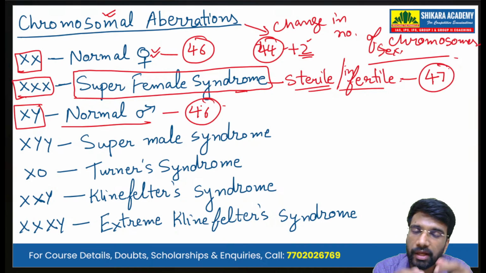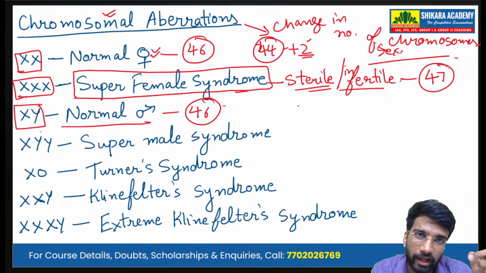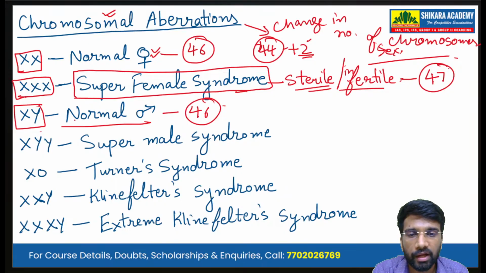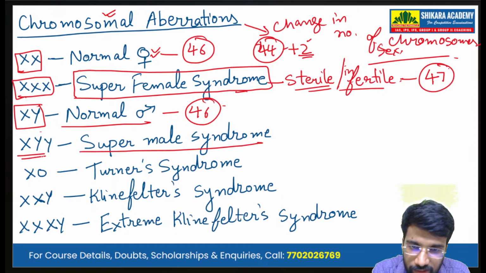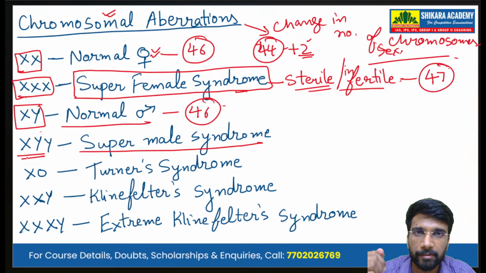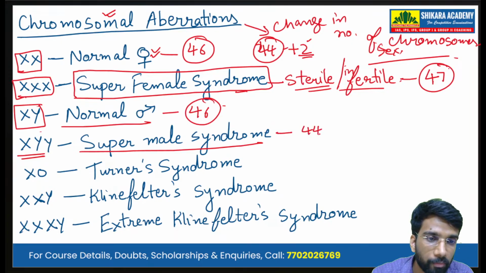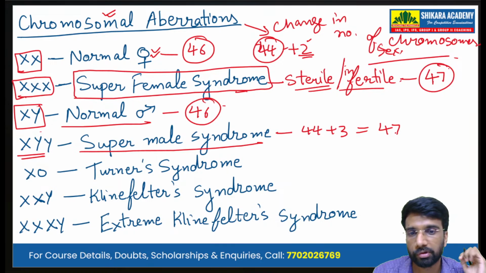But as in the case of females, if an extra copy of the Y chromosome is added to the genome, then we have the super male syndrome. There are three sex chromosomes, two of them Y. The total number of chromosomes will be 44 autosomes plus 3 sex chromosomes, that is 47.